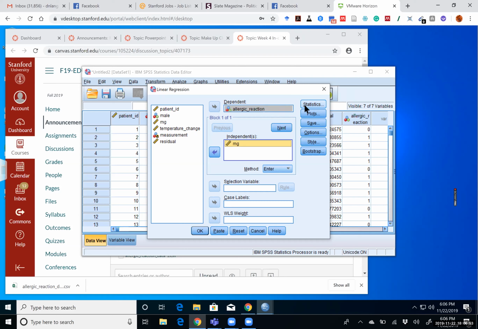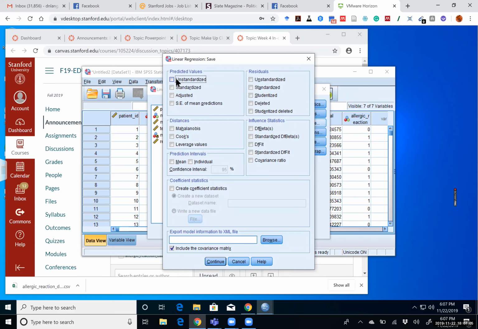And the way we do that is we want to generate predicted probabilities. What we're doing right now is something called the linear probability model. And the way we can save these predictions is we go to our save option, and I'm going to choose to save the unstandardized values of my regression.